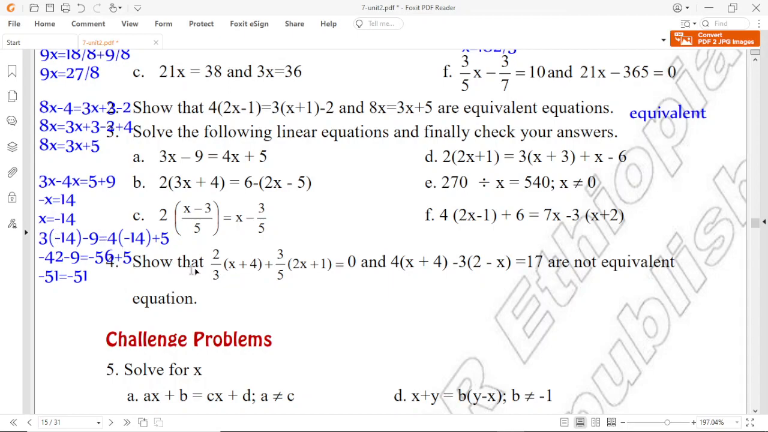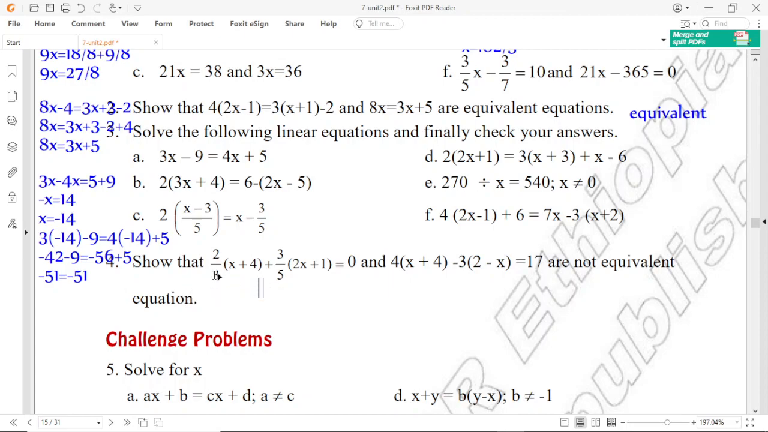Question number 4: show that 2 over 3 times x plus 5 plus 3 over 5 times 2x plus 1 equals 0 and this one are not equivalent equations. To show they are not equivalent, first we have to solve, for example x plus 4 equals x plus 4, so solve in our class.